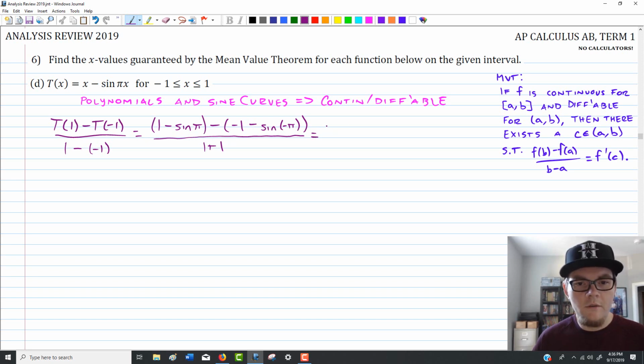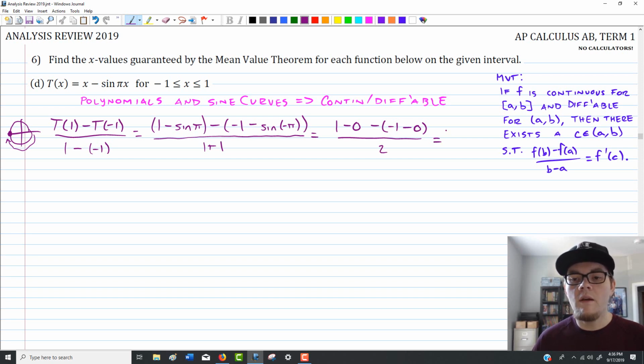Now in our numerator, I know sine of pi, like here we'll do a quick little drawing on the side. That's our unit circle. Sine of pi is 0, and sine of negative pi is the exact same sine of this, or is sine of the exact same angle. So that's going to be 0 as well, which means we really get 1 minus 0 minus negative 1 minus 0 all over 2. And simplifying things, that becomes 1 minus a negative 1, which is 2 over 2, or 1. So basically our average rate of change is 1, which is fairly clean coming out of a mess such as that one. But of course that's not the end of our process.